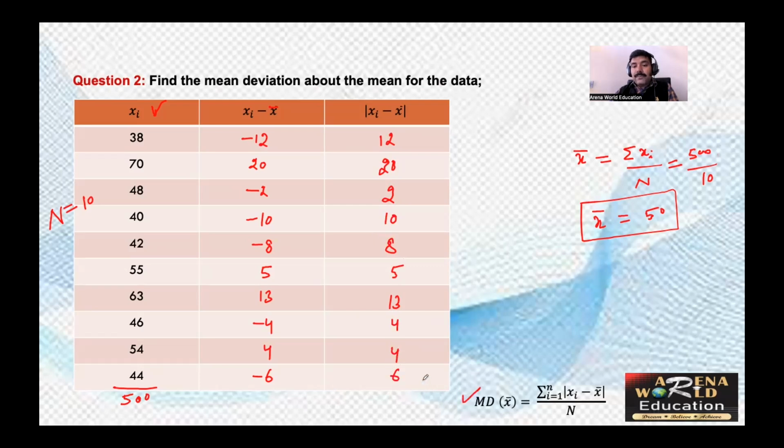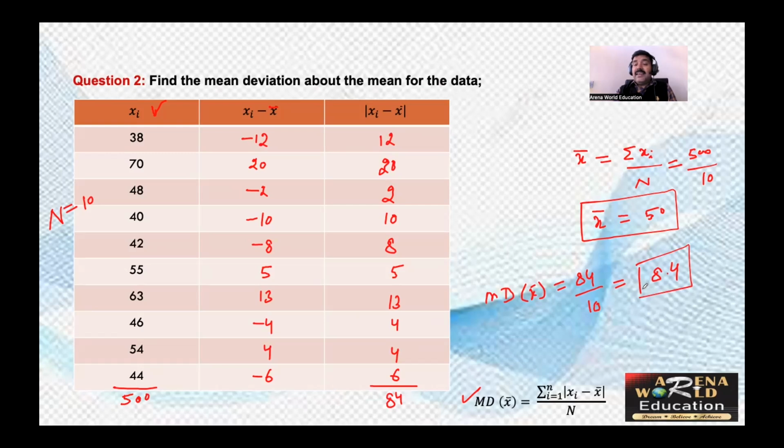So now this is the formula. To apply this formula, we need the sum of all these values, and this is equal to 84. And if I talk about the required result, that is the mean deviation about the mean, it will be 84 divided by 10, which is equal to 8.4. So this is your required result. I think everybody is clear.